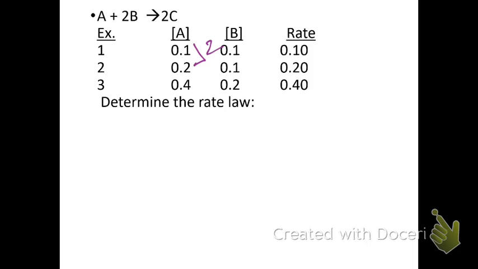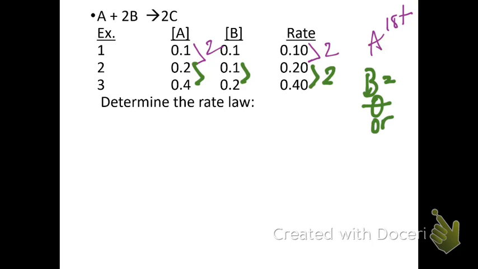Double, and then double. So A is first. And then here, I don't have an A held constant. So what can I do here? Okay, so I'm going to change colors here so we can see this. I look at this one and it doubled. I already know it's first order, so I know that it's going to double the rate. But then when I also double B, the rate still only doubles. So that means that B is going to be 0 order.